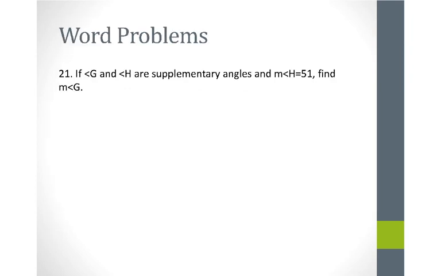Alright. Word problems. So it's important to pay close attention. So if G and H are supplementary, measure of angle H is 51, I need to find G. Well, since G and H are supplementary, that means what? If you said 180, you're correct. So angle G and angle H have to add to equal 180.